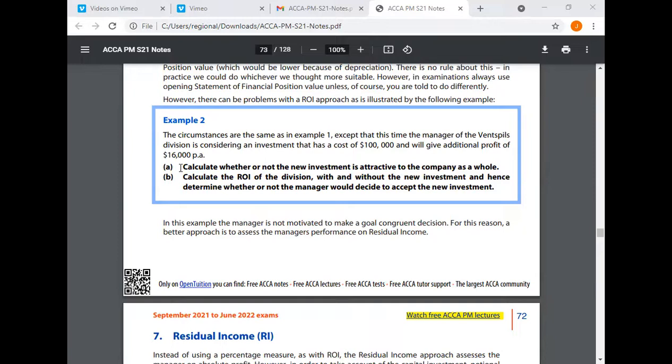So part A, I'm being told it's 16.4%, which I doubt, because in part A we are appraising the new investment alone, to calculate whether or not the new investment is attractive to the company as a whole. So for the company as a whole, I will not look at the divisional performance. I'll only be looking at the entire division, what is happening there.